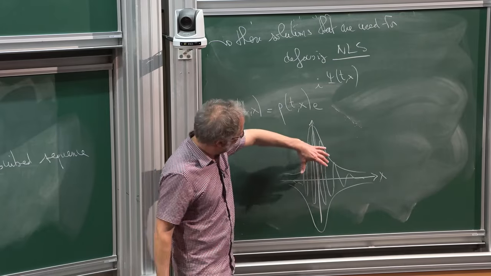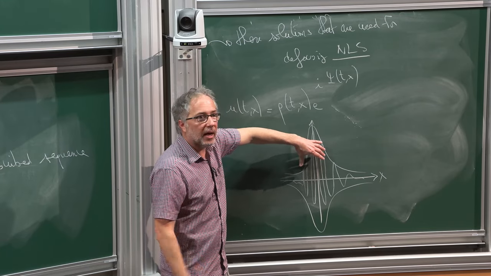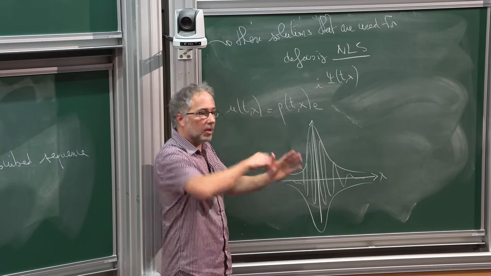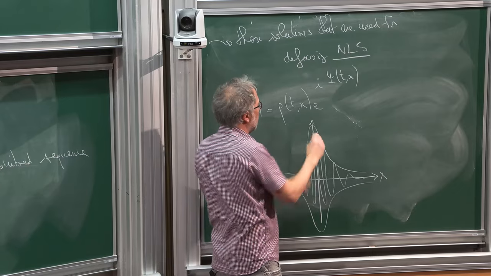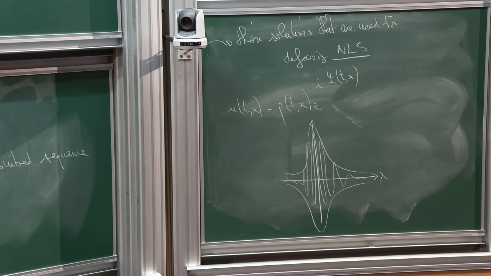And you should think that what happens dynamically is that these oscillations, there are more and more of them as time evolves, right? So it really blows up by oscillating more and more and more, because this phase is really getting crazy. Okay, so this is the way the singularity forms.